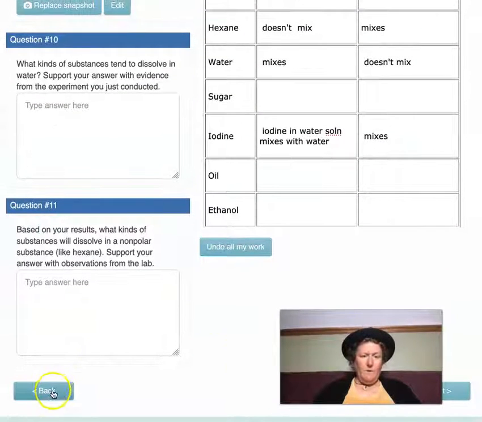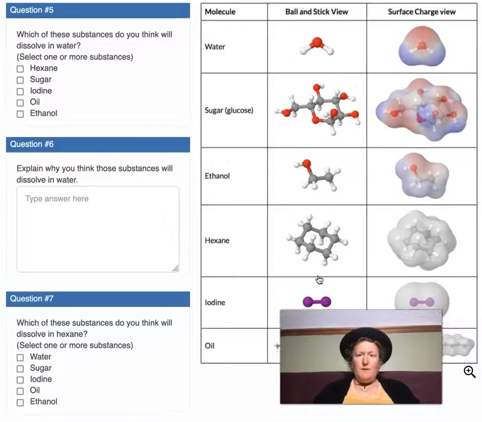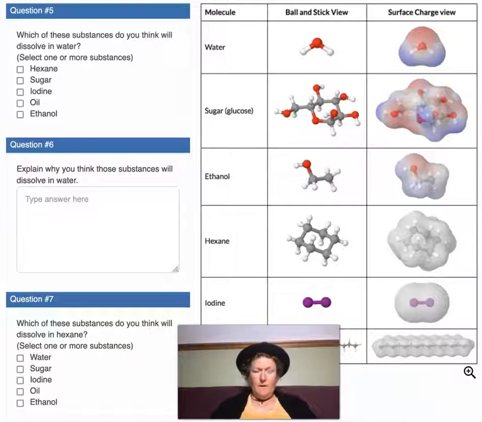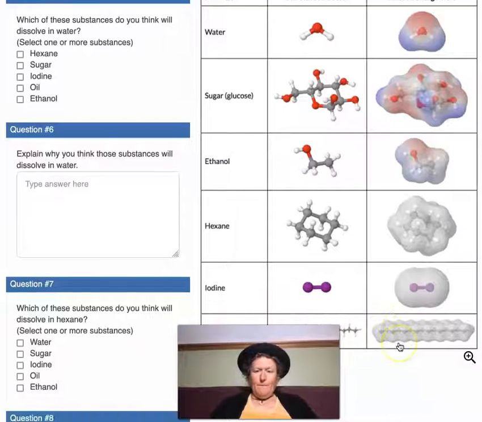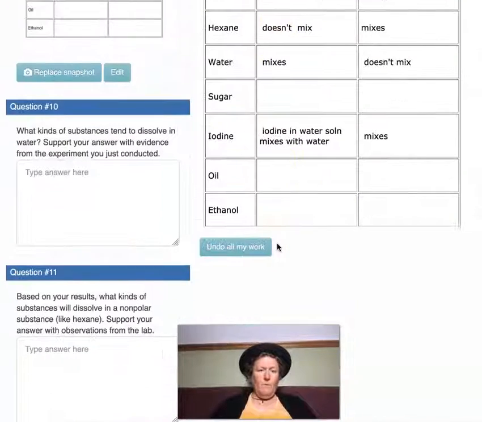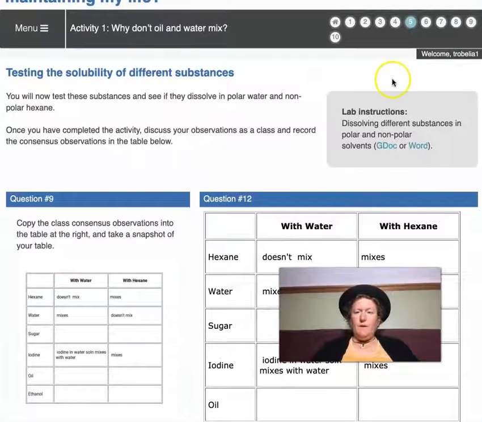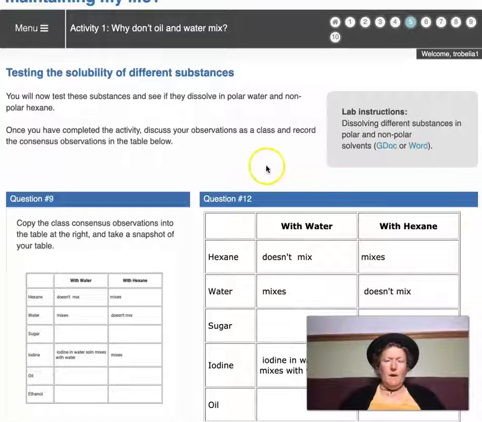We can go back. You can use this chart here in the previous screen to have some evidence to formulate your answers for question number 10 and 11. Once you've typed your answers for 10 and 11, you can hit the next button and we will work together in another video to talk about 6 through 10. So this is the end of video 1 for why don't oil and water mix. There will be a video 2, and that's how you can finish your lab.